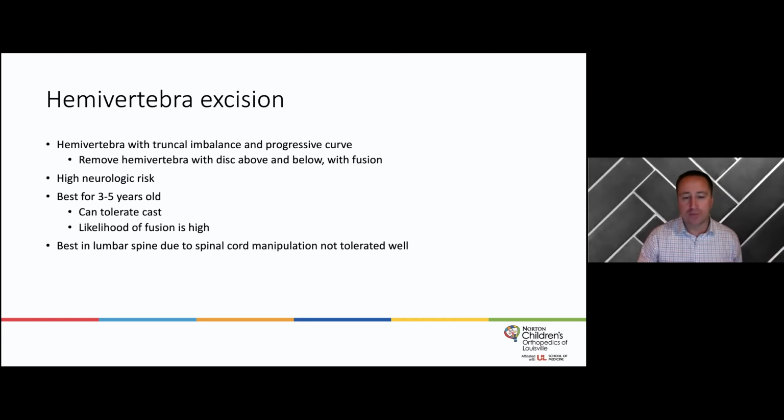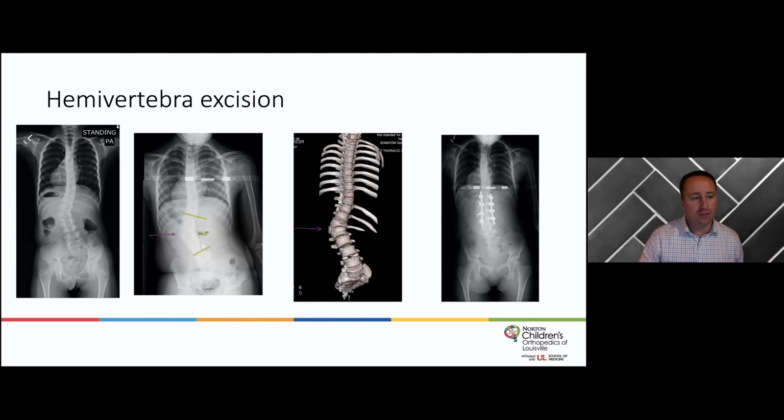Number one, the spinal cord can handle more manipulation in the lumbar spine. So if you see here, when this patient was younger, their curve was only about 25 degrees. Then as they got older, that curve progressed to over 45, and a more recent x-ray showed it was actually over 50 degrees. Here the CT scan shows that it's segmented above, but it's not segmented below, and there's a bar here. So this girl was only 11 years old.